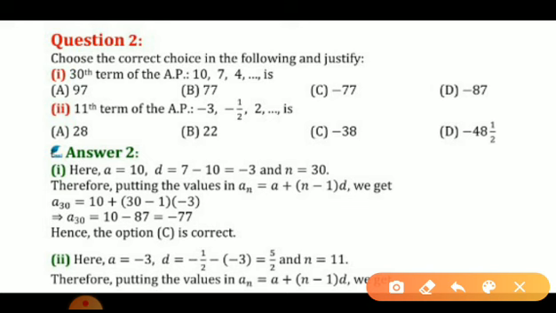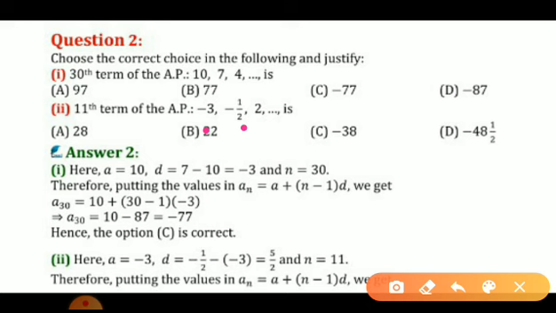Now see the second one. The 11th term of the AP minus 3, minus 1 by 2, 2 and so on is. That means again I have to find A11. I have been given the value of n as 11. Now what is the value of a? That is your first term, which is given to be minus 3. What is the value of d? That is the common difference. How to find that? Your second term minus the first term.